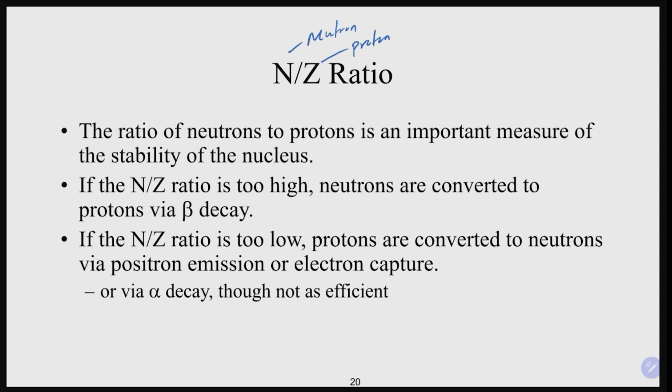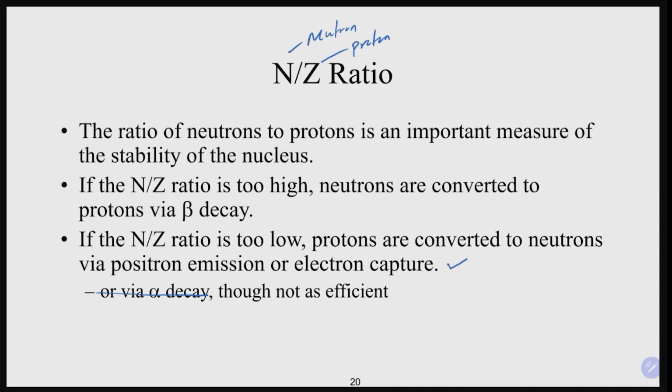The opposite can also happen, obviously, if you calculate the neutron to proton ratio and it is too low. We will convert some protons to neutrons via two processes. A positron emission or an electron capture can happen. Also through an alpha decay, but that's not as efficient, so for us, we're not going to follow the alpha decay.